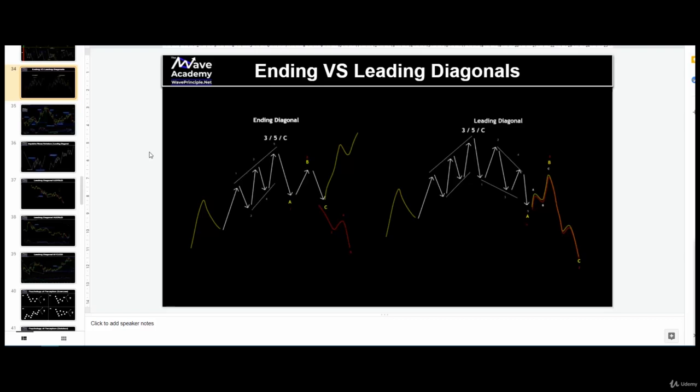It's always fun to watch 2 diagonals together because that means that this trend is going to turn around. So basically that's all you need to know about diagonals. Just remember that they happen only in impulsive movements. It's not in wave B, corrective. It's always at the end or at the beginning. Ending is the end and leading is the first.